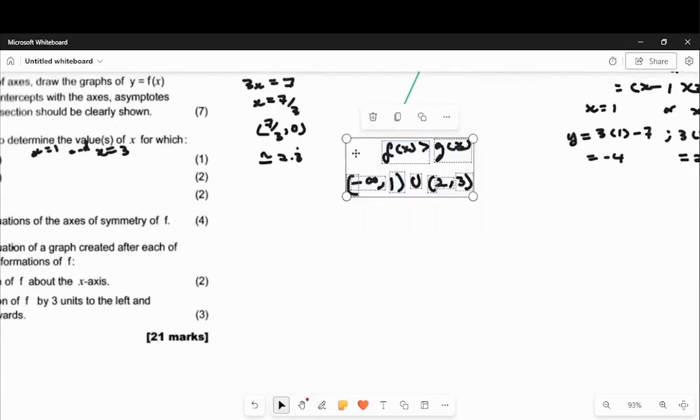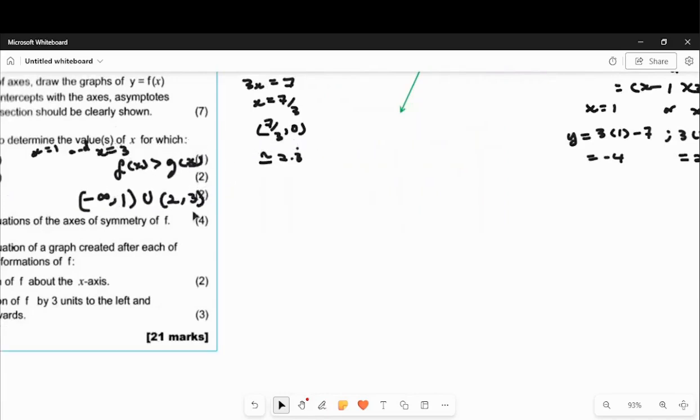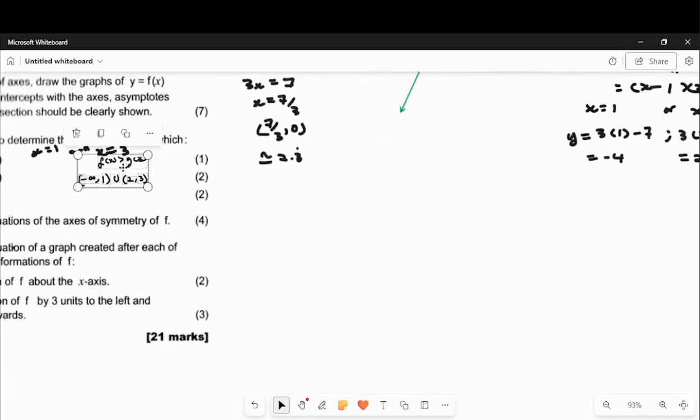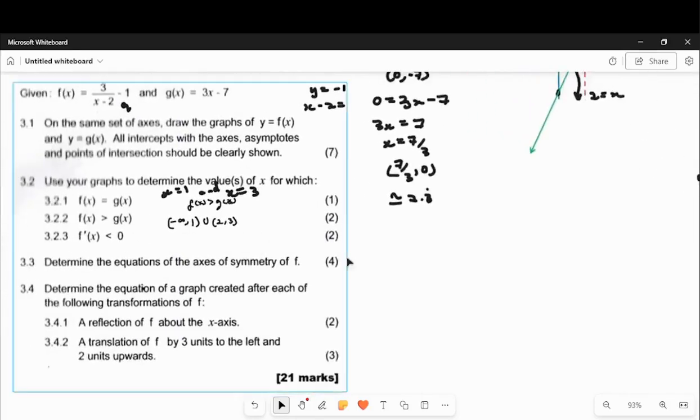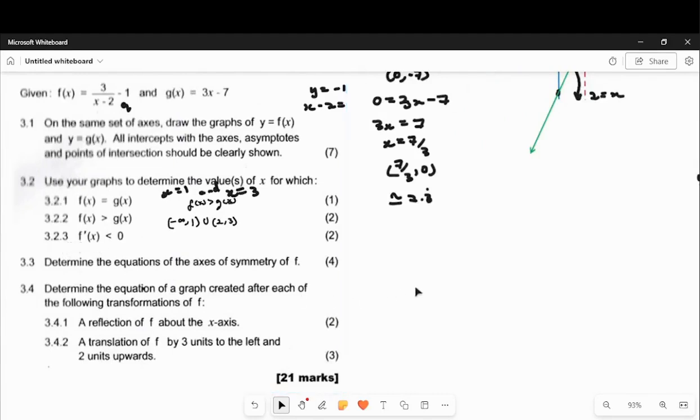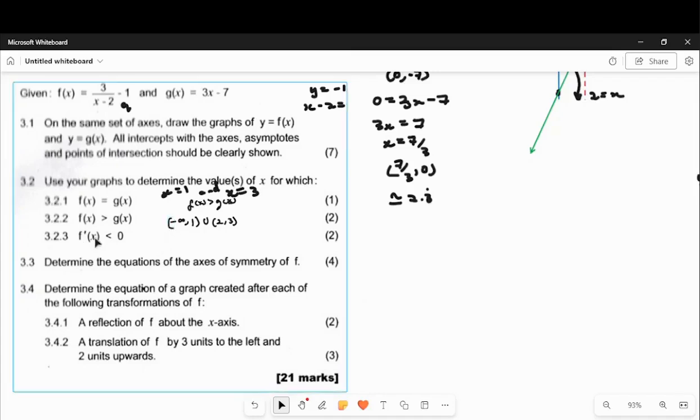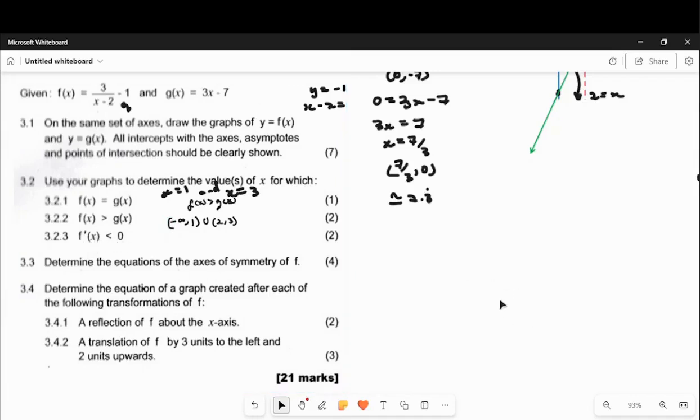I'll move that there, then I'll compress it. That's for question number 3.22. And then the third question, we are asked to indicate the values of x for which the first derivative of x is less than 0.